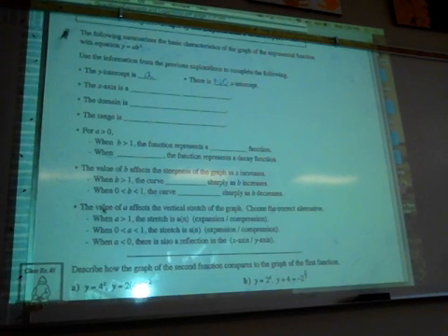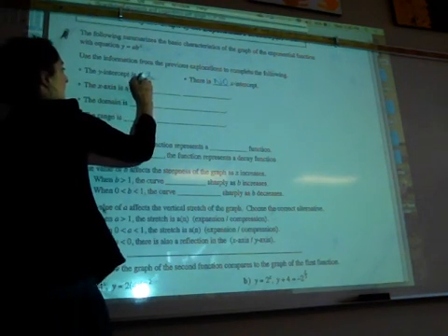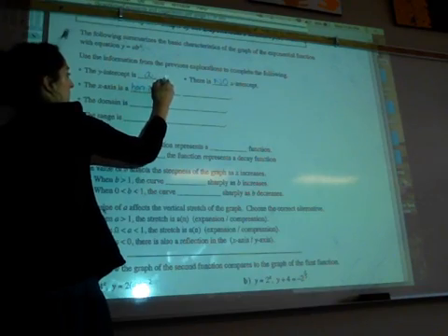What did we refer to the x-axis as? Asymptote. What kind of asymptote? Horizontal. Awesome. Horizontal asymptote.